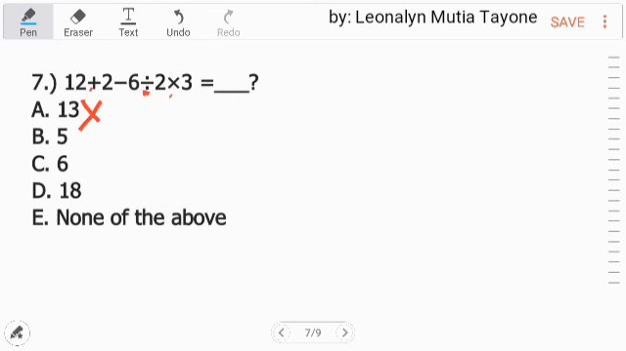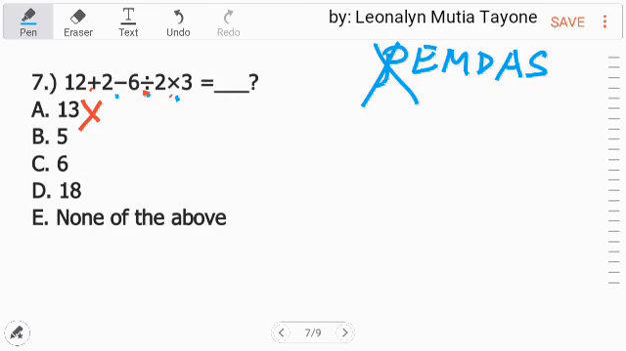Balikan natin ang question number 7. Ang tanong, kaya na ba natin itong sagutan ng tama? Ang nandito, again, ay addition, subtraction, division, at saka multiplication. Sa order of operation, may tinatawag na PEMDAS. Uulitin lang natin. Ang P, parenthesis, wala sa given. So, dito tayo sa E. Ang E ay exponent. Wala ring exponent sa given.